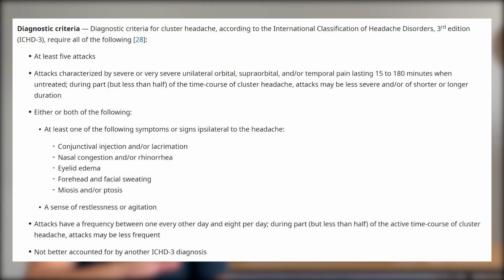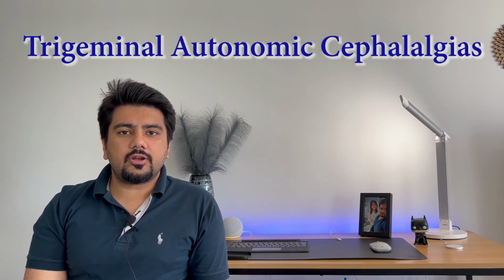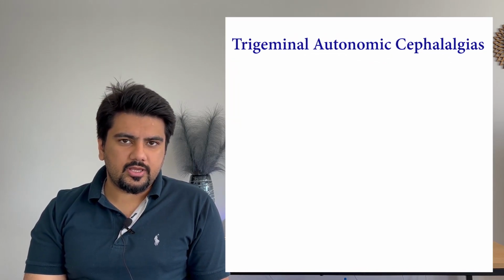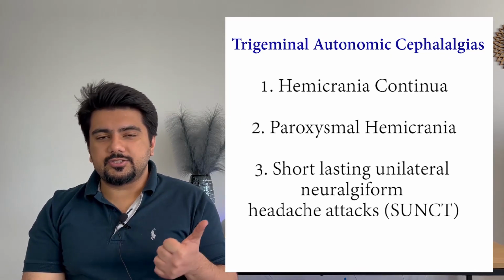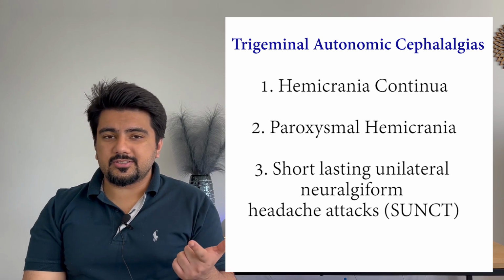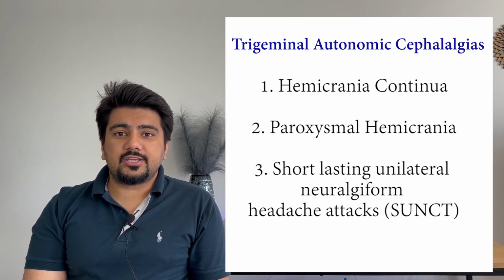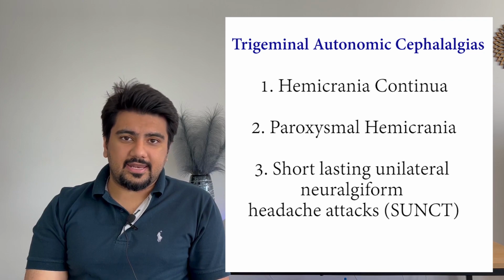I'm going to leave a picture on the screen again for you guys to see the ICHD3 diagnostic criteria for diagnosing a cluster headache. The next set of headaches is going to be the trigeminal autonomic cephalalgias. Now there are three important headaches in this category, which are hemicrania continua, paroxysmal hemicrania, and short-lasting unilateral neuralgiform headache attacks.